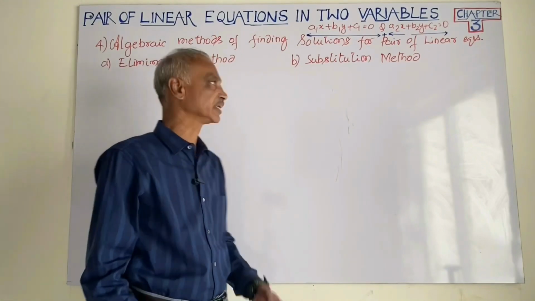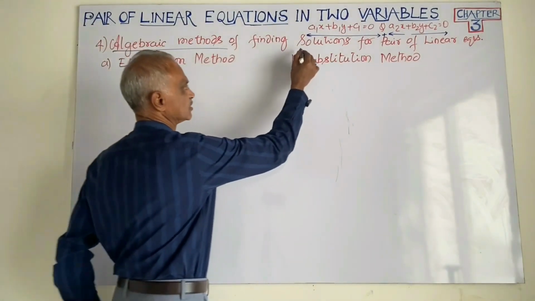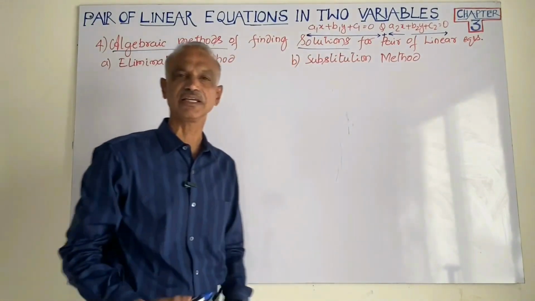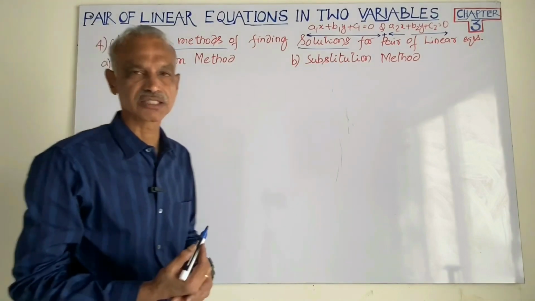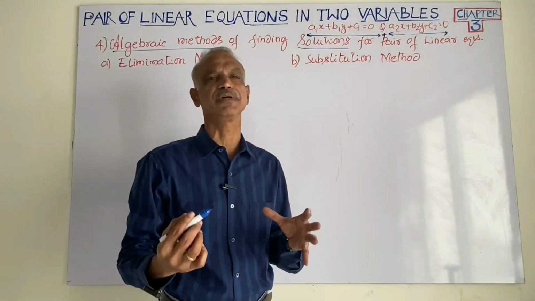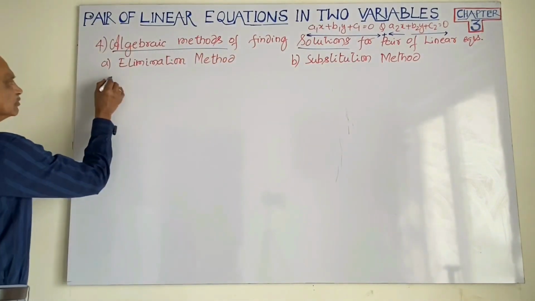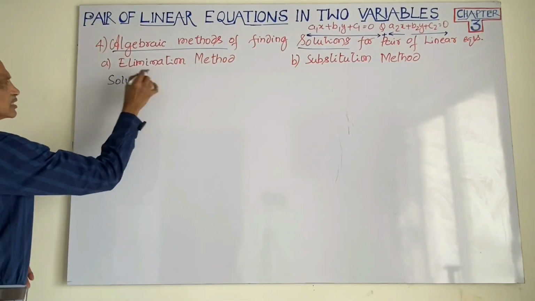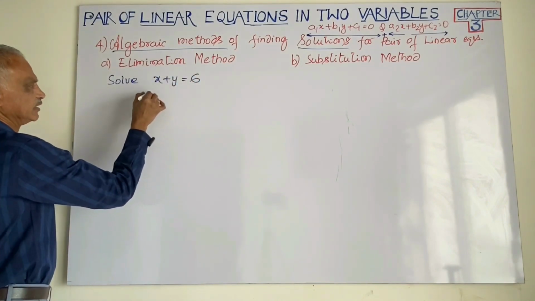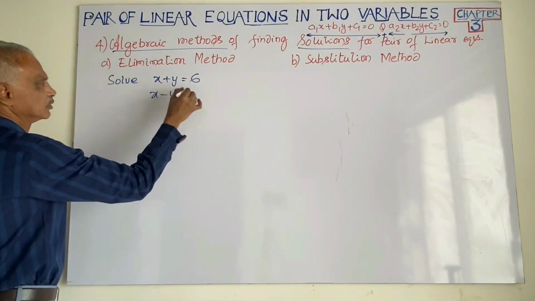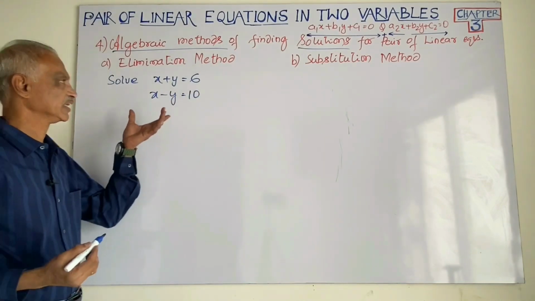Our fourth topic is algebraic methods for finding the solutions of pair of linear equations. We have two methods: elimination method and substitution method. I will take a simple problem so that you can understand very easily. Solve x plus y is equal to 6 and x minus y is equal to 10.